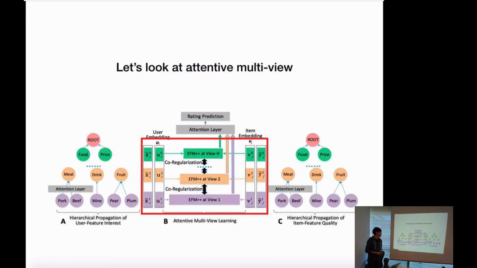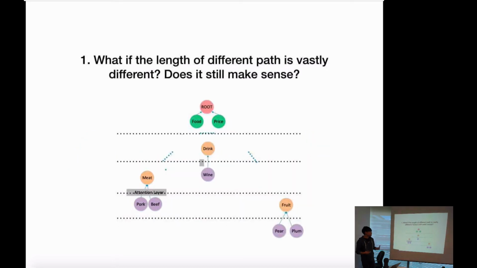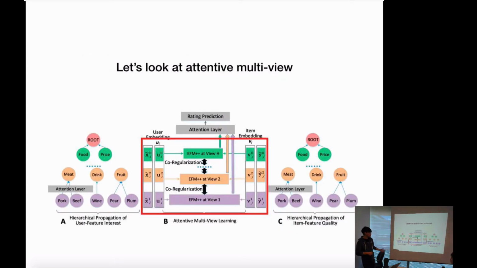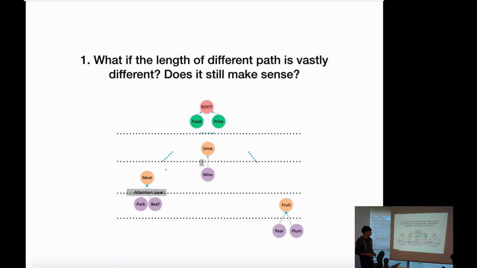So, let's start. Okay, let's look at the attentive multi-view. In this, what if the length of different paths is vastly different? Does it still make sense? Let's say food is here, drinks is here, maybe meat and wine is here, then the last layer is something like that. But maybe there could be some other stuff below. Yeah, that still makes sense because what they show here is that maybe meat, drink, and fruit are on the same layer, which makes a certain category, or certain size. Yeah, so that still makes sense.